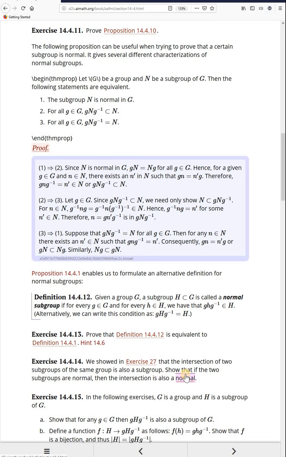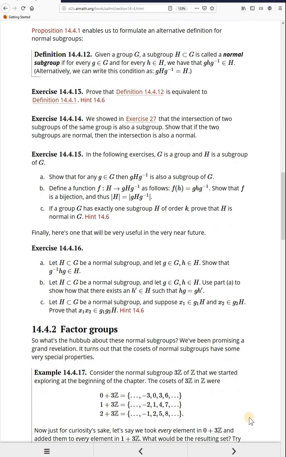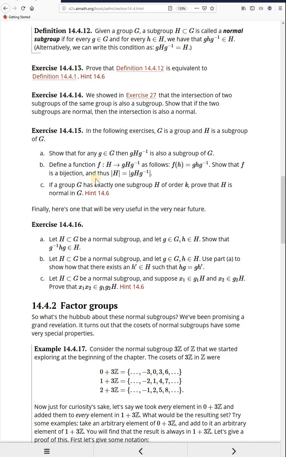So here it says the intersection of two normal subgroups is also normal. And then here it says, all right, this one's interesting. We can talk about this one afterwards. Some other properties of normal subgroups. The upshot is this. If a group G has exactly one subgroup H of order K, then H is normal in G. So if you have a group and there's only one subgroup of a certain size, that subgroup is normal. Okay, so that's a neat thing.